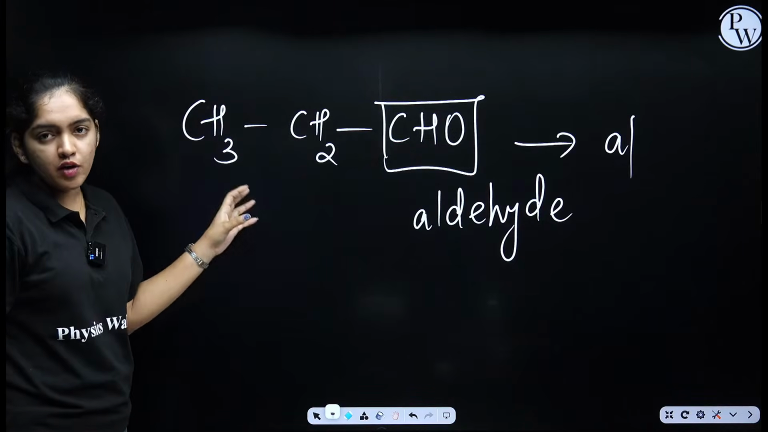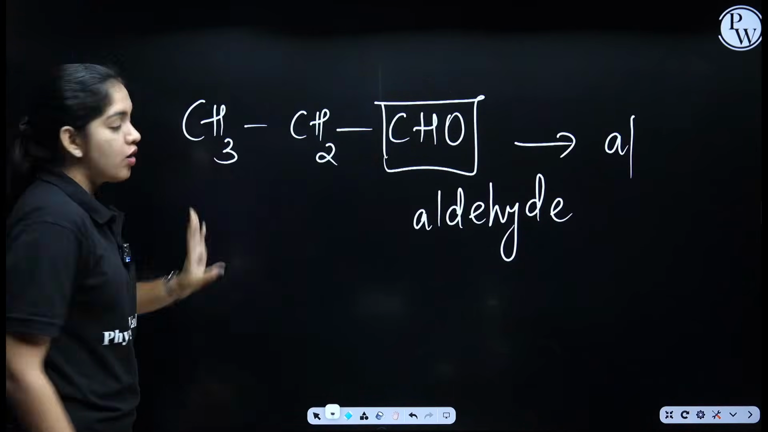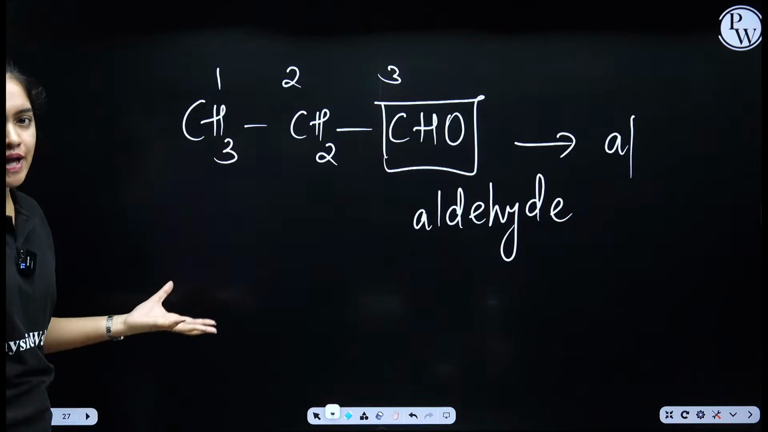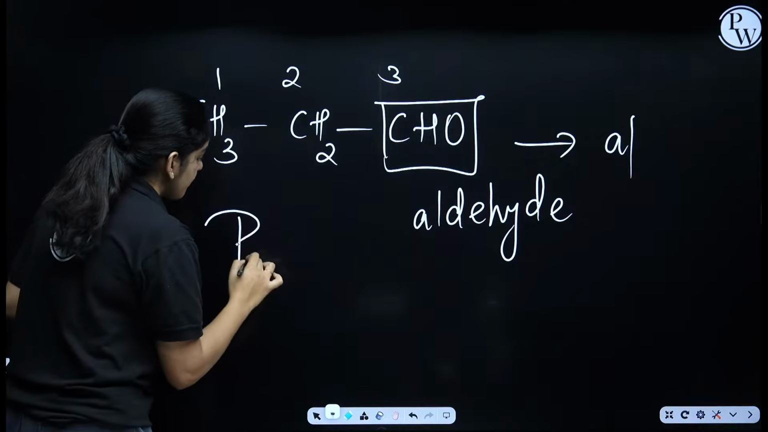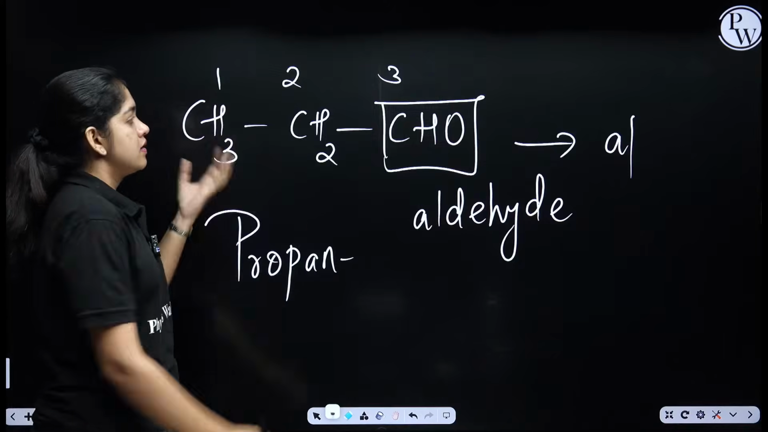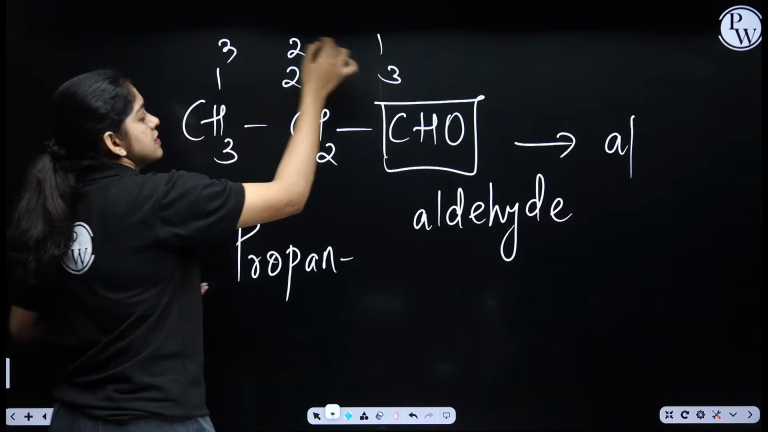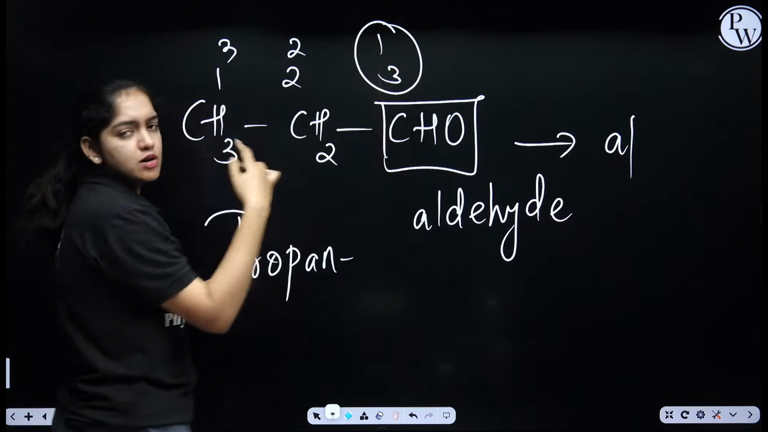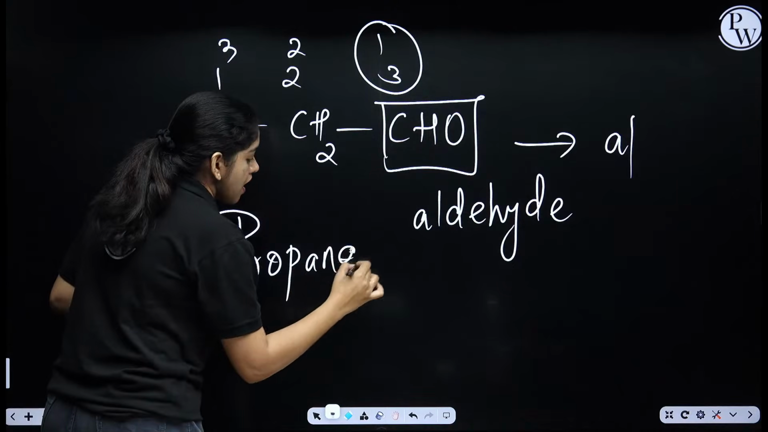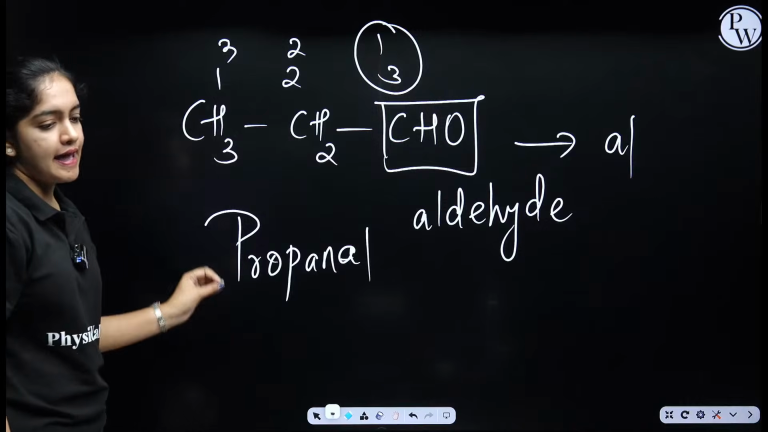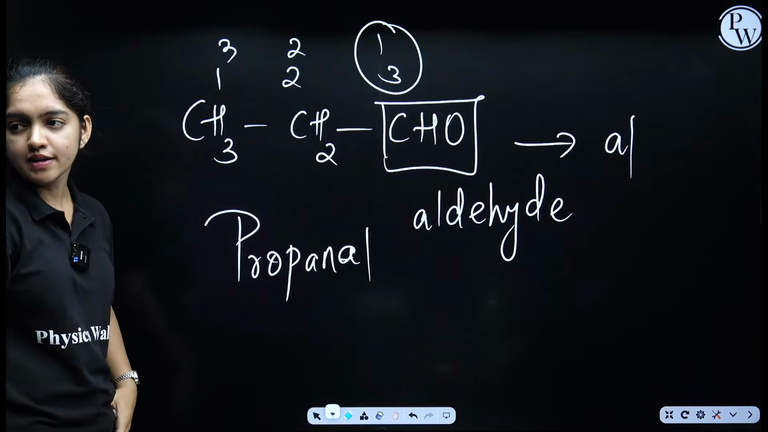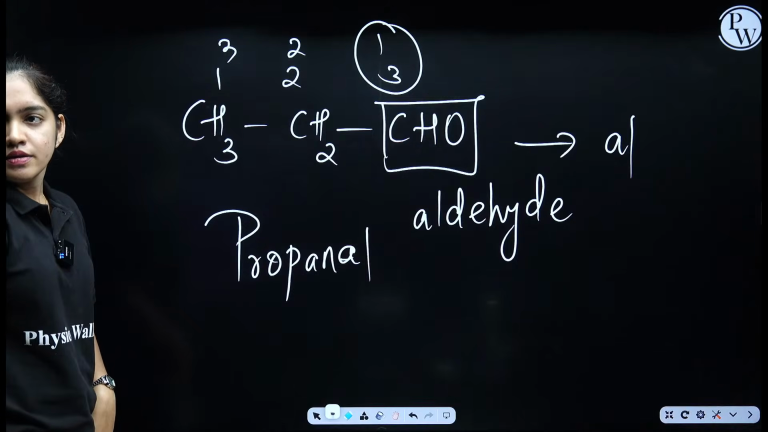Now count the number of carbon atoms. 1, 2, 3. Only 3 carbon atoms are there. So if there are 3 carbon atoms, the name will be like what? Prop. Propan. Give a hyphen. Functional group is present at the 1 and 3. That means only 1. No need to mention. If it is 1, so propan. Aldehyde means al. It will be ending with al. Propanal. Clear? Got it? Okay.